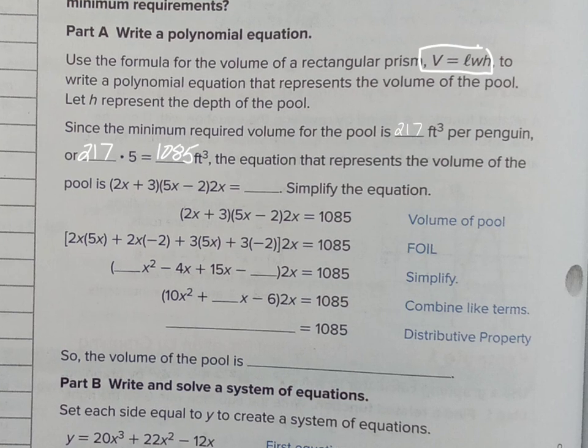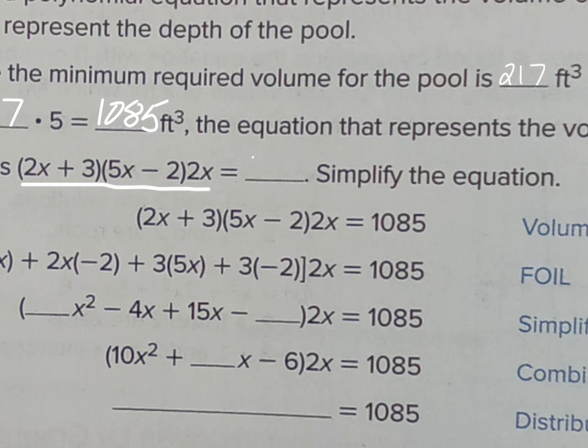The equation that represents the volume of the pool is, where's this? What is this here? What is it? Well, okay, so what's that stuff I underlined though? Where's that from? Length times width times height, right? Okay, and so then what does it have to equal? It has to equal 1,085. Yeah, because we got 5 penguins, so we got to get in there 1,085.